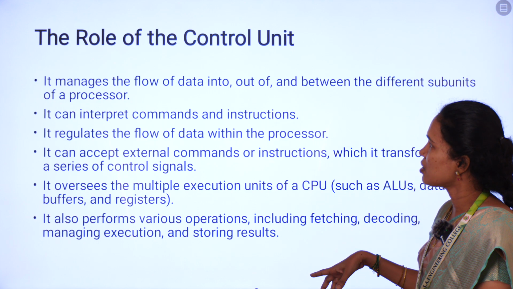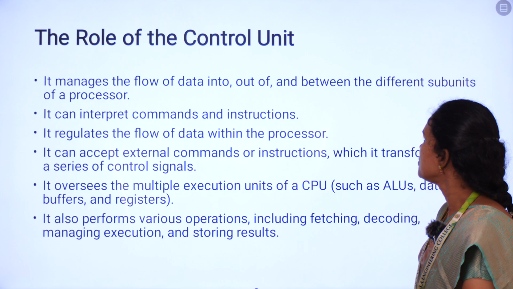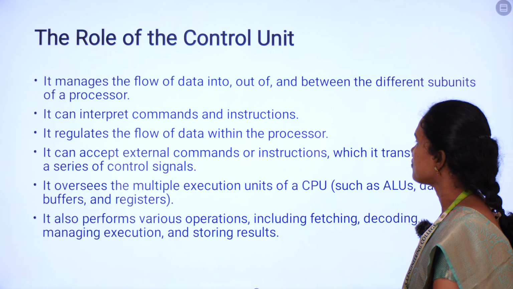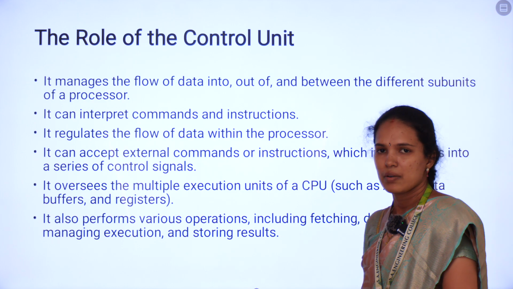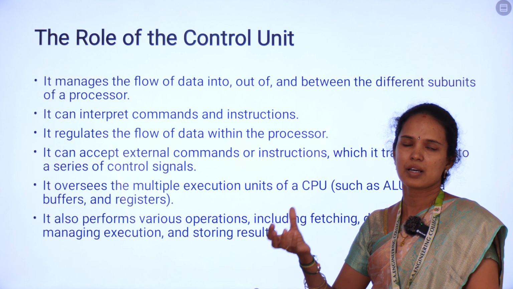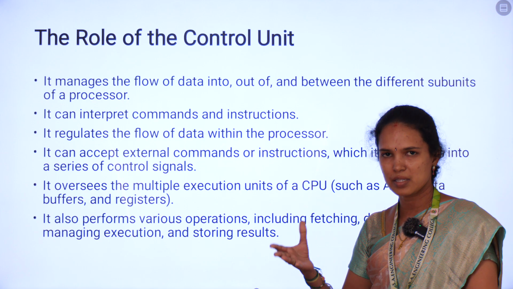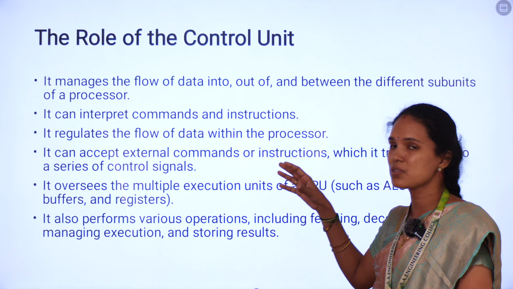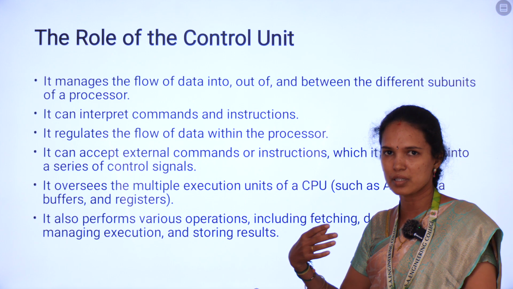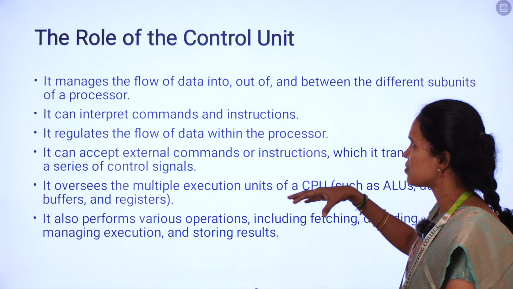So that is what are the roles of control unit. It manages the flow of data into, out of and between the different subunits of the processor. Whichever component is working, either it may be ALU or register, a PC, program counter or instruction register, whatever component is working, it is because of control signals only. After getting control signals only, each and every component will have the data flowed. That's what it is given here.